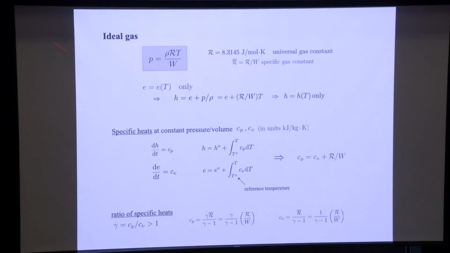Okay, so we will play with this and see how it works. The enthalpy H is some integration constant, which is usually a reference value, plus the integral of Cp, since Cp depends on temperature, from the reference temperature to T. Similarly, E is a reference value plus the integral of Cv from the reference temperature to T.